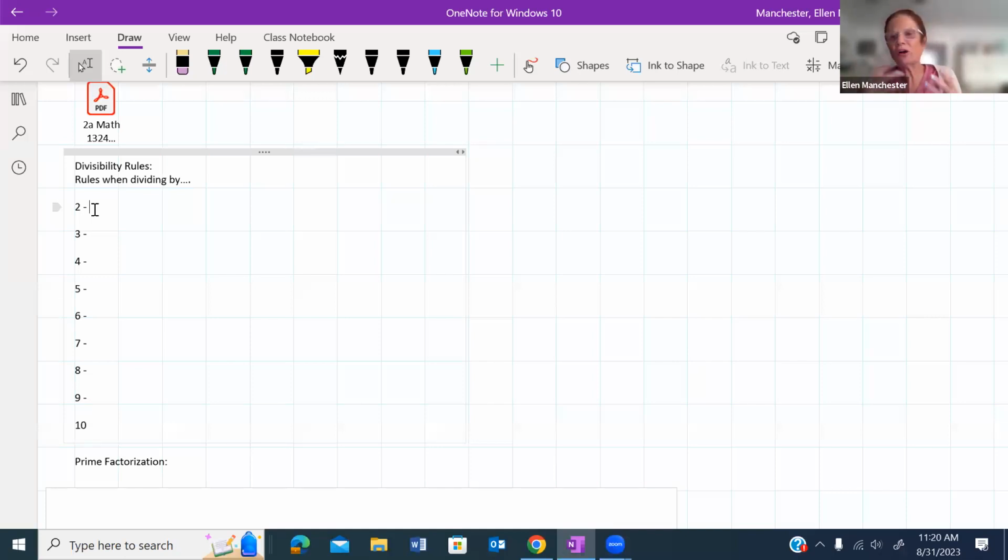So there are rules called divisibility rules. And I've been shocked at how many people don't know these. They know some of them or they've never seen some of them, but man, they make all the difference in the world when you're trying to reduce a fraction. So does anyone know when a number is divisible by 2? What kind of numbers do you have?